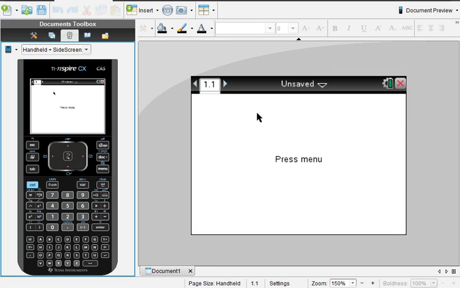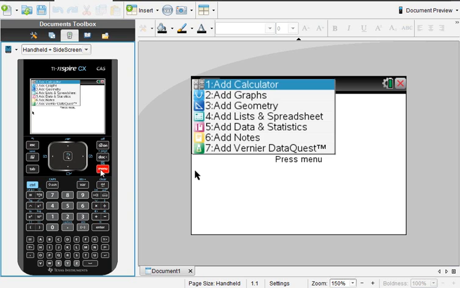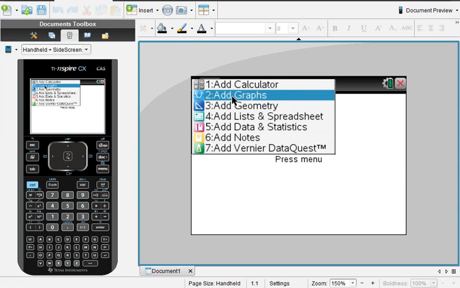So open a new document. We're going to start with a 2D graph. As a matter of fact, let's do the one we just did, the sine t. I'm going to rely on you to look at your notes so that you can see the instructions, because I have the calculator there. So open a new document, and then I want you to add graphs. So in your menu, add graphs.